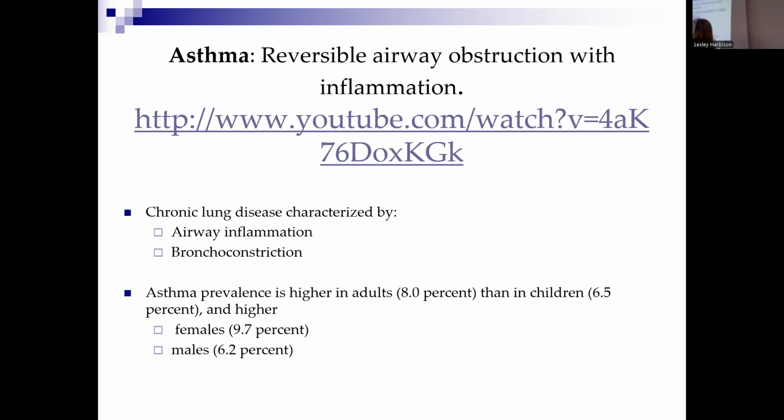So asthma is a chronic lung disease, and it's characterized by bronchoconstriction when it gets activated, inflammation, and mucus production too. Asthma prevalence is higher in adults than in children, although I feel like kids get it a lot, but sometimes they say kids get it and then they grow out of it. It's a little higher in prevalence in females than in males.